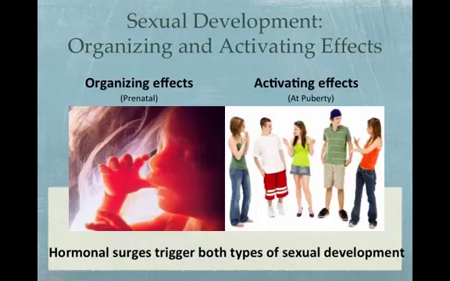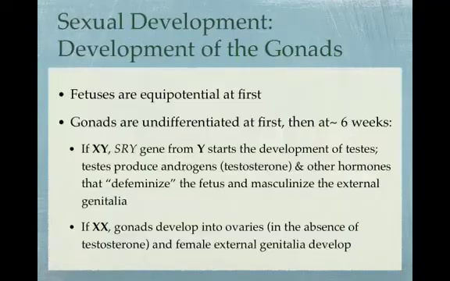And the first one I'll talk about is an organizing effect, and that is development of the gonads. So from conception until about 6 weeks of age, fetuses are undifferentiated. Male and female genotypic fetuses look exactly the same. Their internal sexual organs look exactly the same as well.